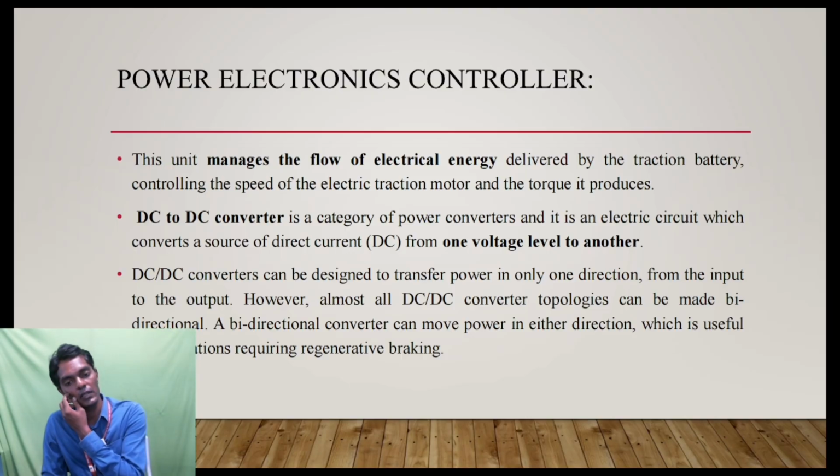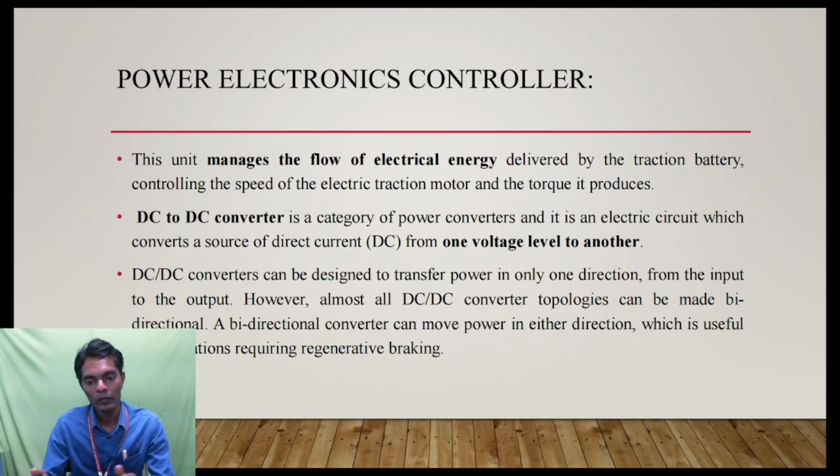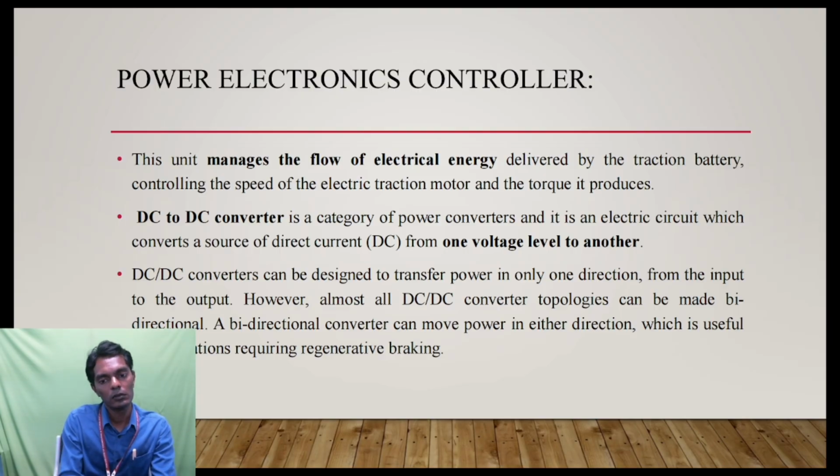A good example is the motor and wheels, and also the battery to motor. If you think about a battery and a motor, you want to drive the car using the power stored in the battery. So in this case, the battery power is used to drive the motor. Here the power is flowing from battery to motor.